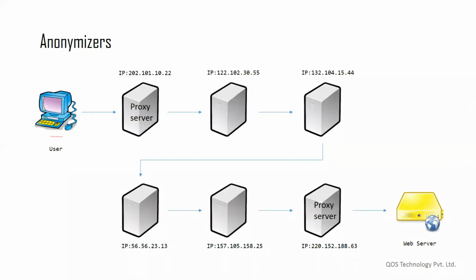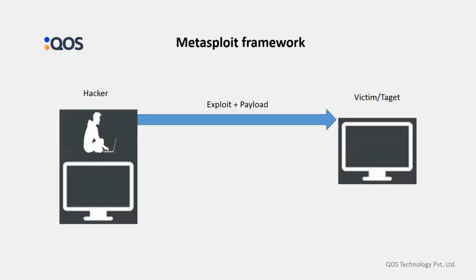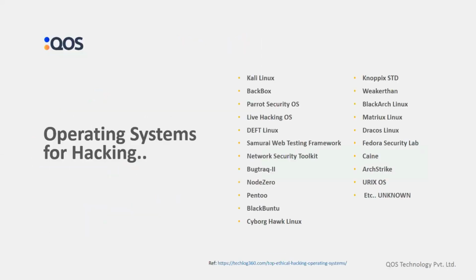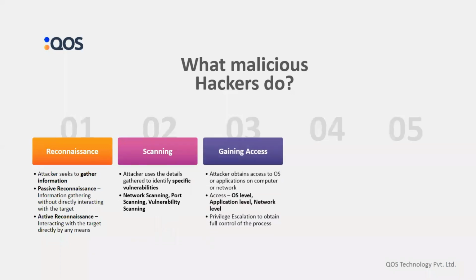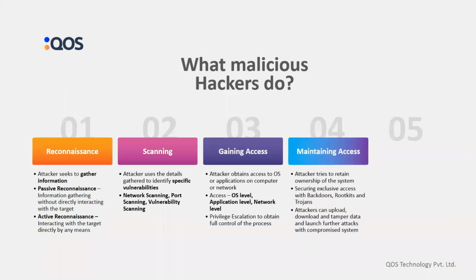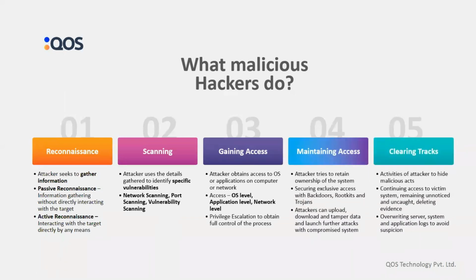So next is being anonymizer. I'll explain that in a later part. So come back to the other phases. So first we have understood what is reconnaissance or footprinting and scanning. The other three steps are gaining the access, maintaining the access, and clearing the tracks.